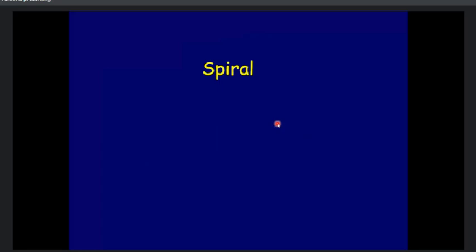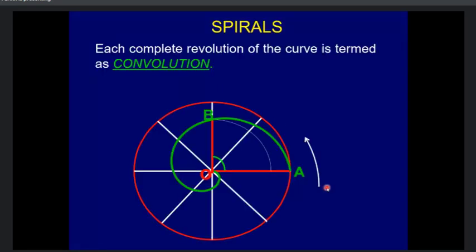Any questions or queries on the basic terms? What is pole? What is vectorial angle? What is radius vector? Is everything clear to you? Sir, how does the radius reduce? The radius is not going to reduce. See, the radius of this curve, I mean the radius of the disk, is constant.